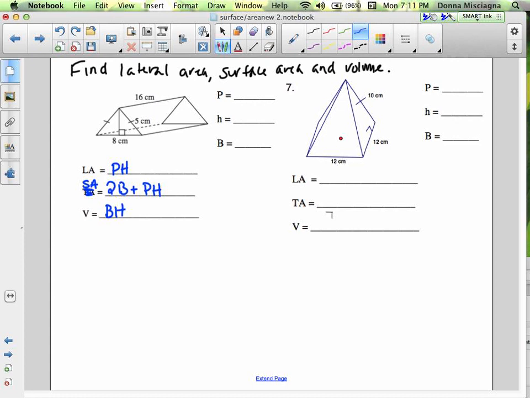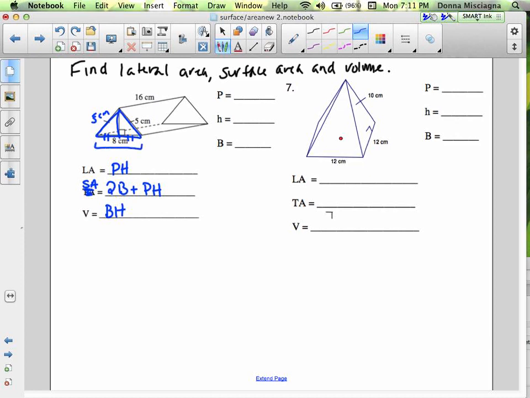So this is our base. It is an isosceles triangle, so this side is also 5 centimeters. In an isosceles triangle, the altitude is always going to be perpendicular to the base, but not only that, it divides the triangle into 2 congruent parts. That means each one of them is half the whole base of the triangle.